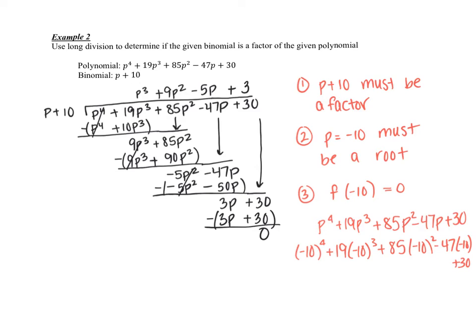So go ahead, pause the video, type all of this into the calculator just the way you see it, and you should get your remainder of 0.